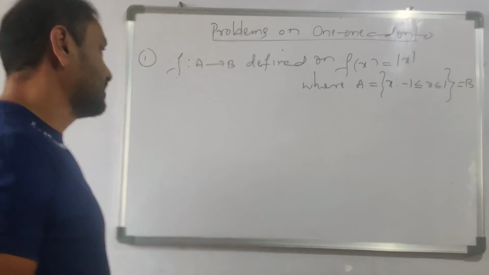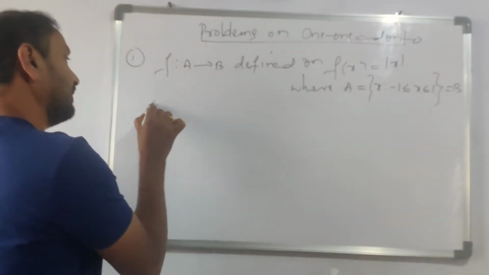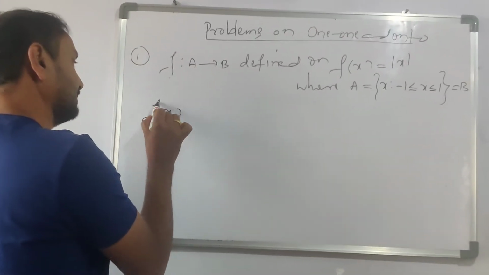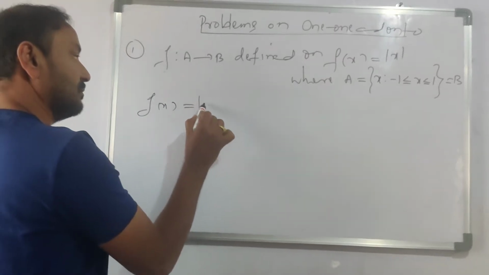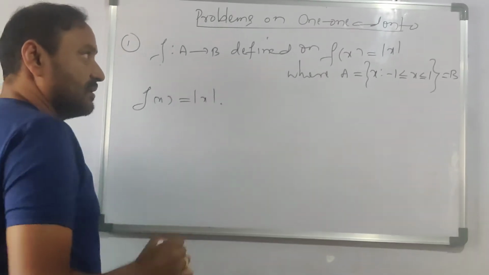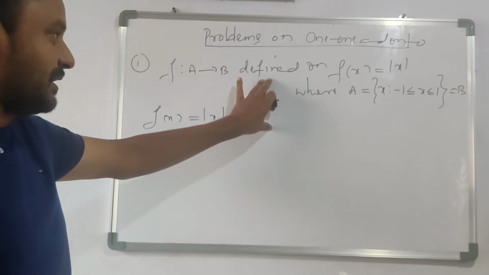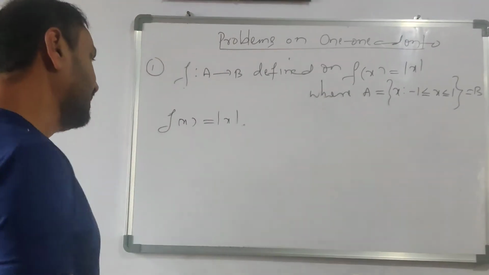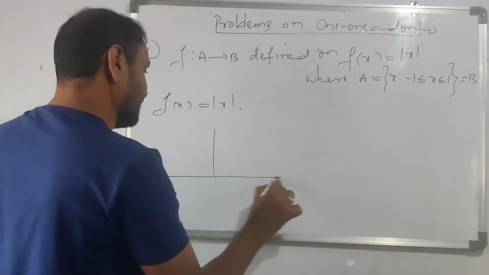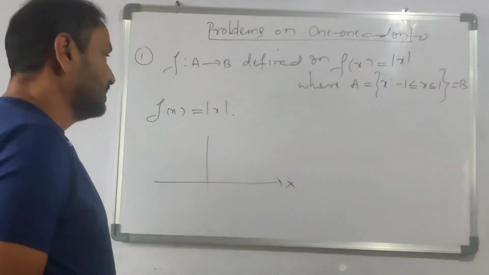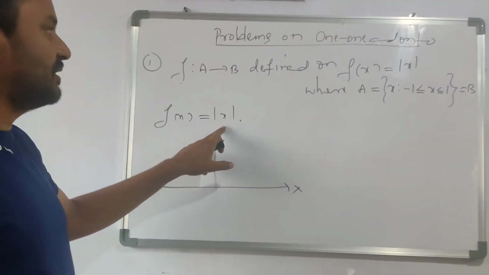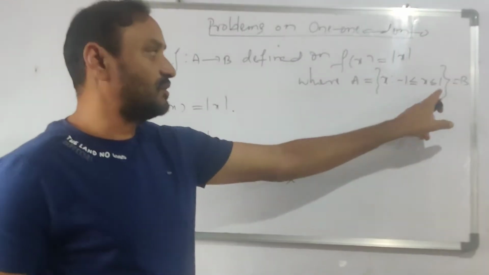So first I am taking f of x is equal to mod x. I am explaining this problem by the graphical method. It is very important here. You know how to draw the graph of this function. So you draw the graph of this function on the domain minus 1 to plus 1.